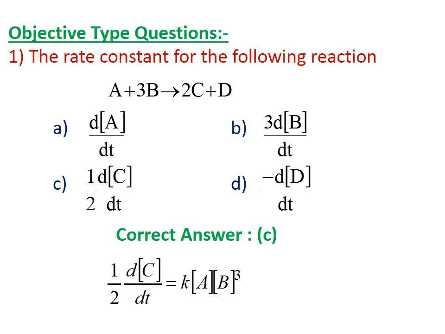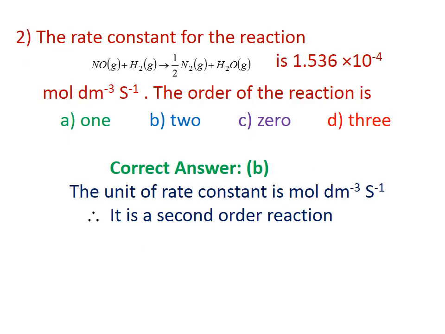The correct answer is C. Question number 2. The rate constant for the reaction NO plus H2 gives half N2 plus H2O is 1.539 x 10^-4 mol dm^-3 s^-1. For the order of the reaction, you have to consider the unit of the rate constant. The unit for the rate constant is mol dm^-3 s^-1. It is the unit for second order. Therefore, answer B is correct for this question.